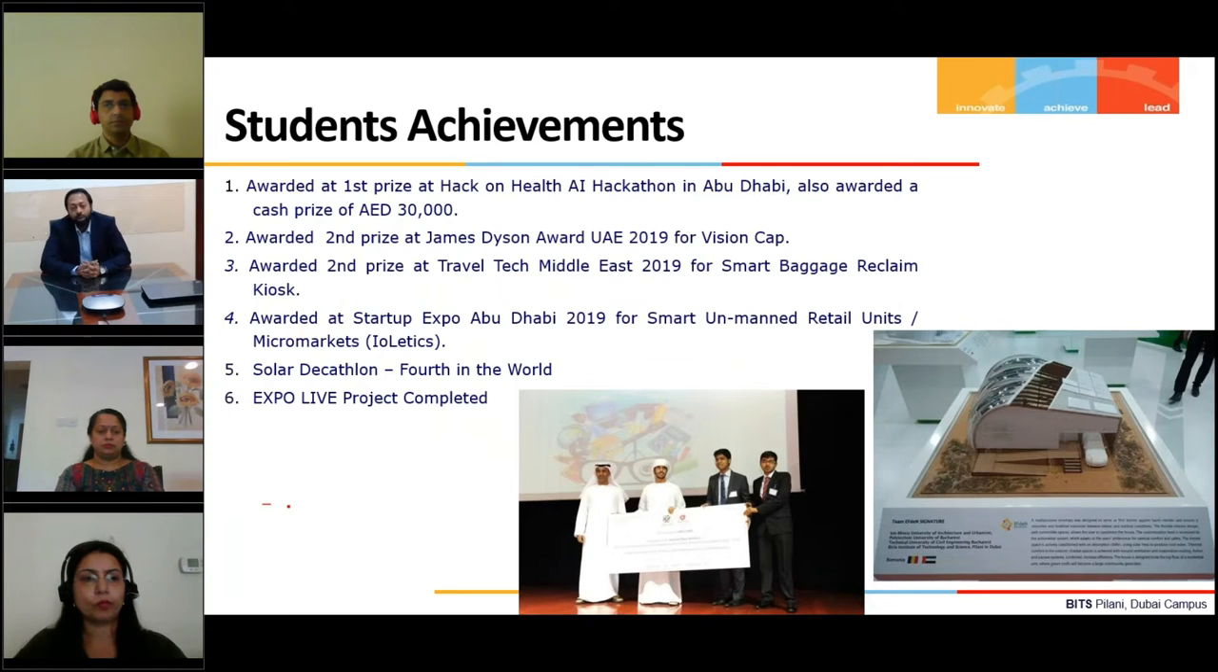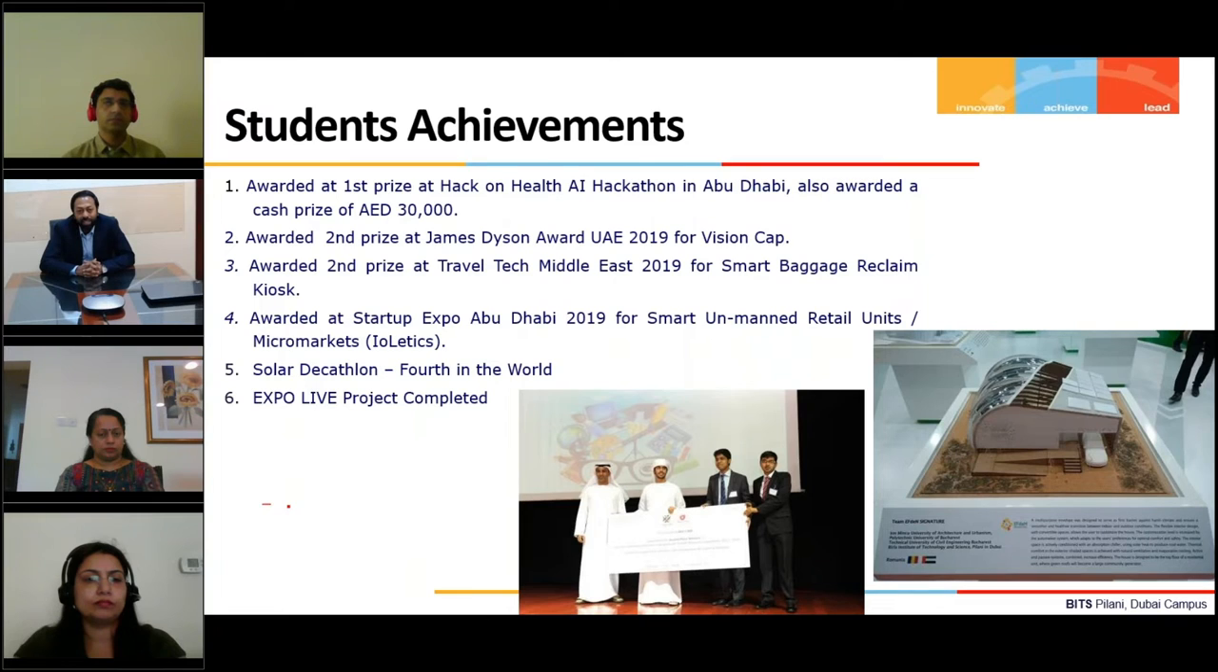So now, we should not be forgetting about the students' achievements that we have been maintaining all through the years since the inception of this college. We do have students from our department taking part in all the major technical events conducted throughout the GCC, especially in UAE and GCC. So we do have the university research competitions normally held at Abu Dhabi. We normally bag awards, and some of them have been highlighted here.